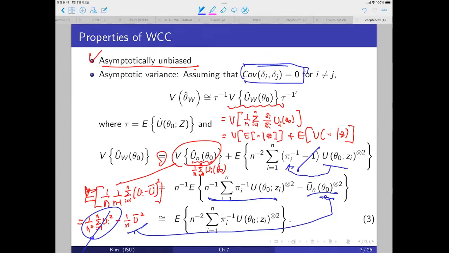But when you calculate the conditional variance, right, you condition on Z to calculate the conditional variance of delta. So that has to use the independence of delta given Z. Otherwise... I see. So you are saying that this is actually conditionally independent.